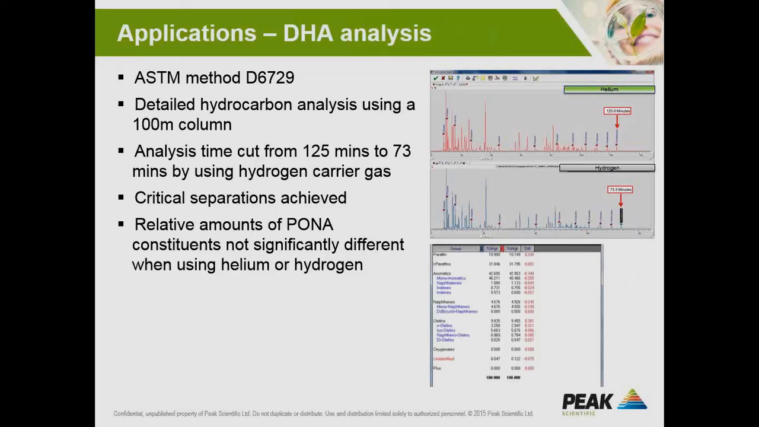It uses a 100-meter column, and the take-home message really is that using helium, the analysis time is around 2 hours, whereas with hydrogen, the analysis time is down to 73 minutes. So you can see that there are vast time savings available to labs by going to hydrogen carrier gas for applications like this. It's also important, of course, that you're able to separate your peaks of interest, and in this case all of the peaks of interest were separated, and there was no difference found in any of the major constituents of the analysed gasoline mixture.